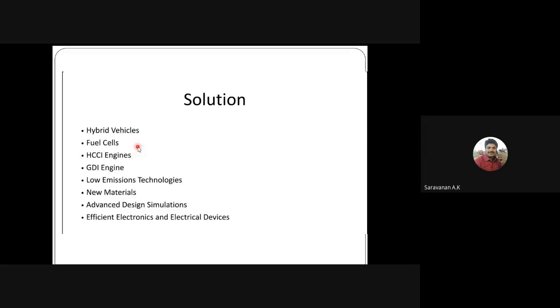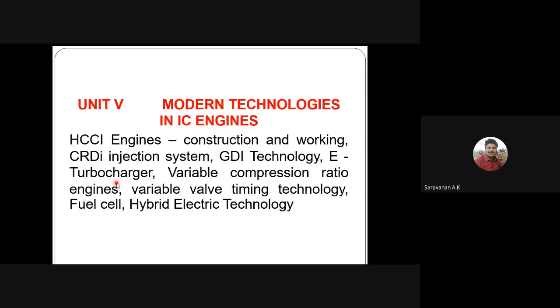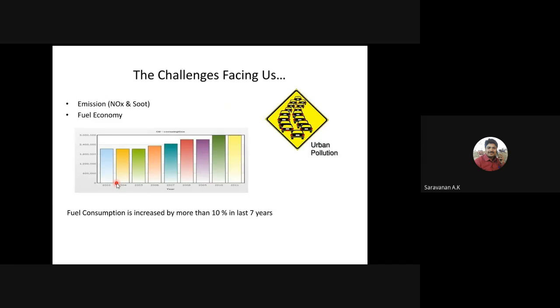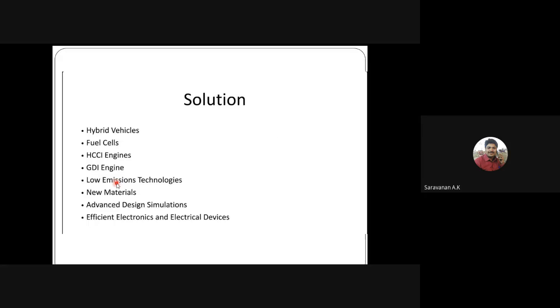So here you can see the hybrid vehicles, then fuel cells, HCCI engines, GDI engines, then the low emission technologies, and what materials and what designs will be there to do all these things. So these topics will be there in the fifth unit. We have to face many challenges, mainly for emission and fuel economy. The solution for this will be these modern technologies.